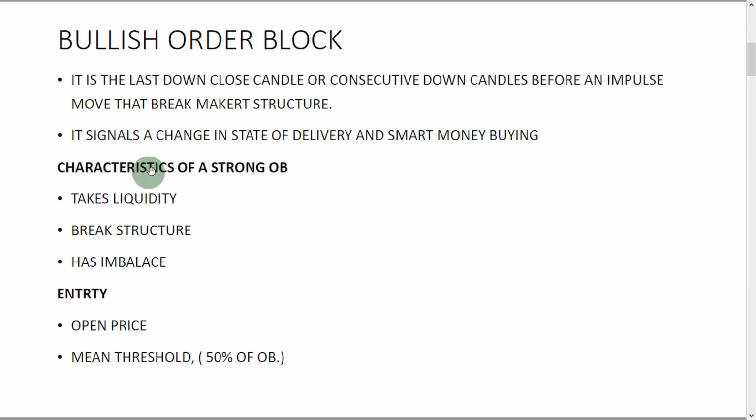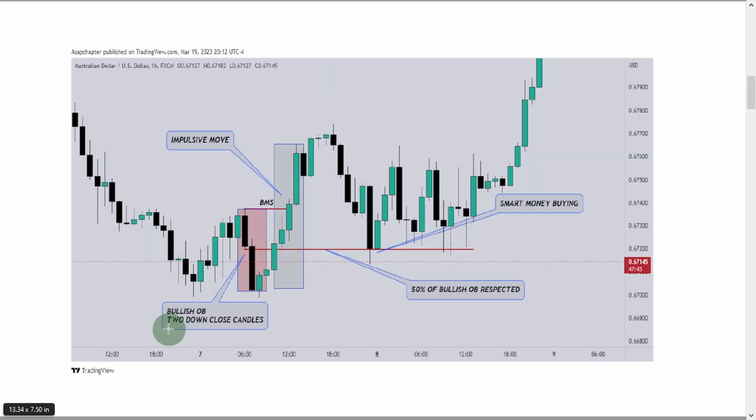Characteristics of a good or a strong order block: it should take liquidity. For instance, it sweeps a previous low and then breaks structure higher. So it should have a break of structure and it should have an imbalance or a fair value gap. For entry, you may want to enter from the open of the order block or the 50% of the order block, which is also known as the main threshold. Let's look at some chart examples.